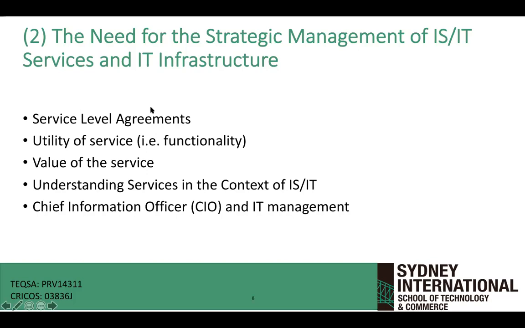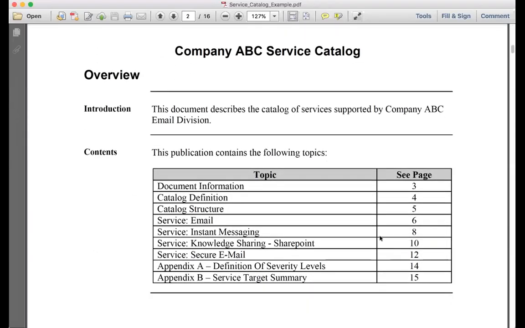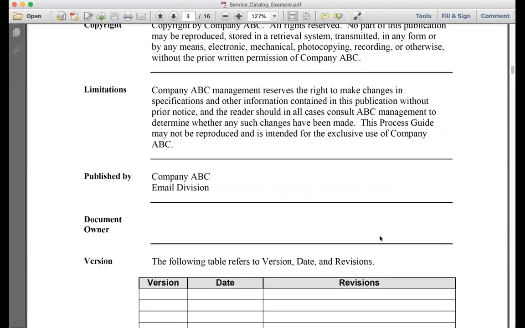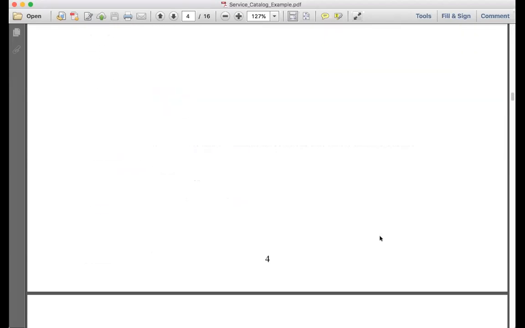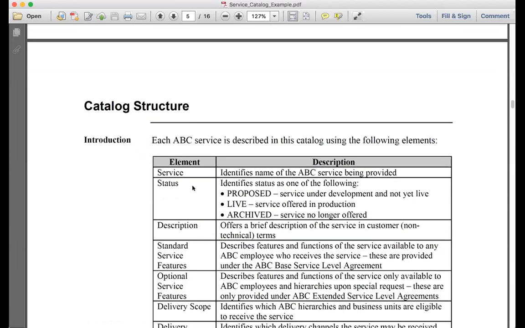I'm going to show you, this is an example. This is an example of an IT service management catalog. So you look here and it says, okay, that's an overview, copyright, okay, basic, great. Okay, so we have all of these services.